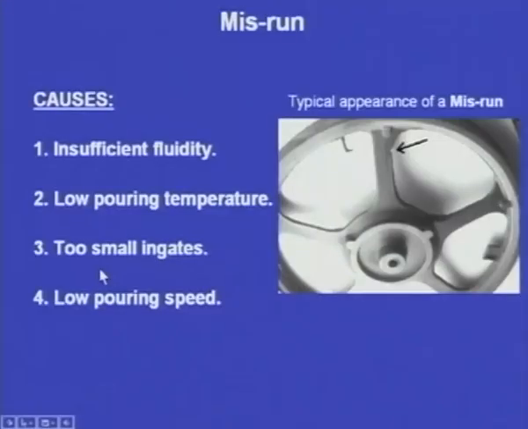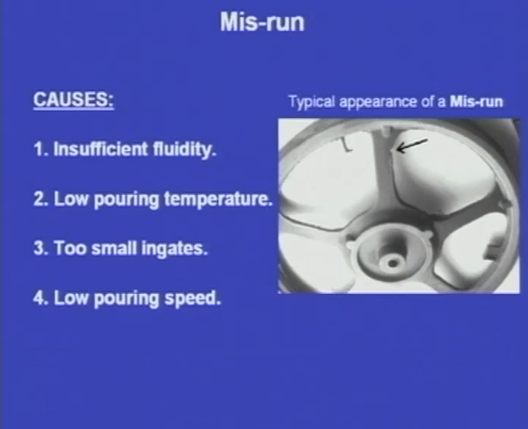And another factor, too small ingates. Because of the too small ingates, the molten metal's pressure is reduced and it can't fill the cavities. And low pouring speed, again this speed is dependent on the pouring height, and if the pouring height is not sufficient, the pouring speed will be reduced, and if the pouring speed is low, then it can't fill into the narrow cavities, and that is how this Misrun will be arising.